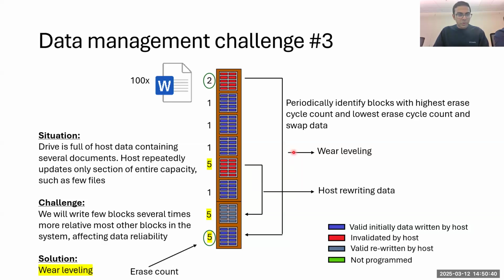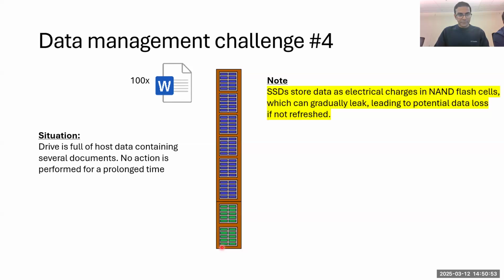So this process, wear leveling, also like garbage collection we have seen before, happens within the SSD in the firmware in the background, that the host is not aware of. Any questions here?